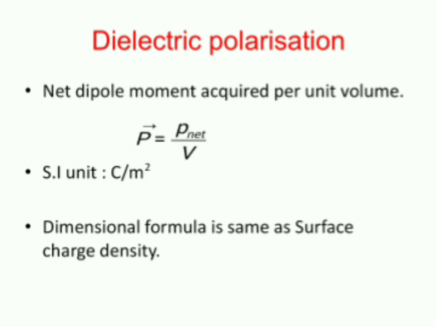Here P net represents the dipole moment divided by volume, and we know the SI unit for dipole moment is coulomb meter and for volume is meter cube. So you get the SI unit as coulomb per meter square. You can also observe that coulomb per meter square is the dimensional formula of surface charge density. So remember this: dipole moment per unit volume, that is dielectric polarization, and surface charge density have the same dimensional formula.